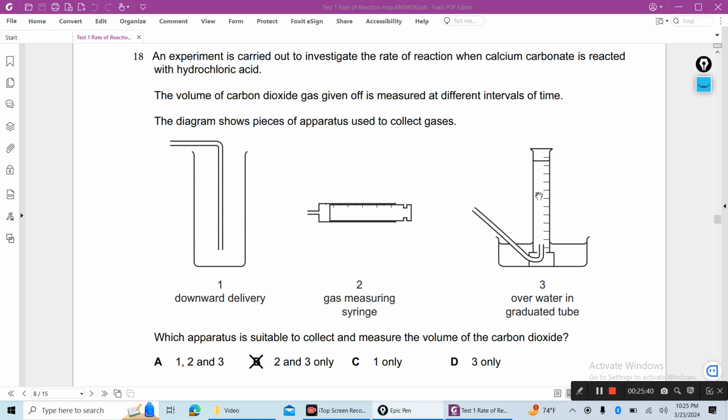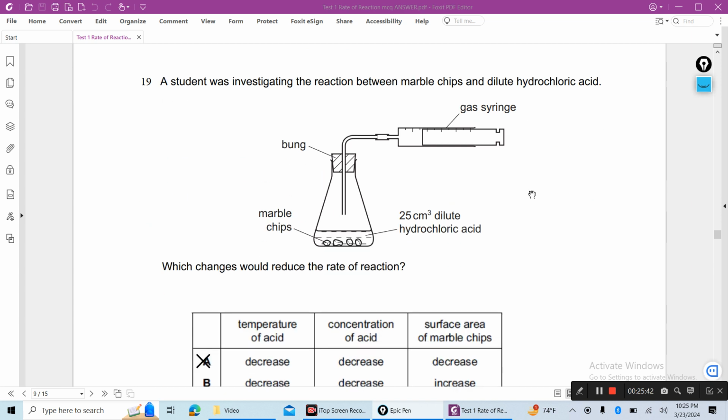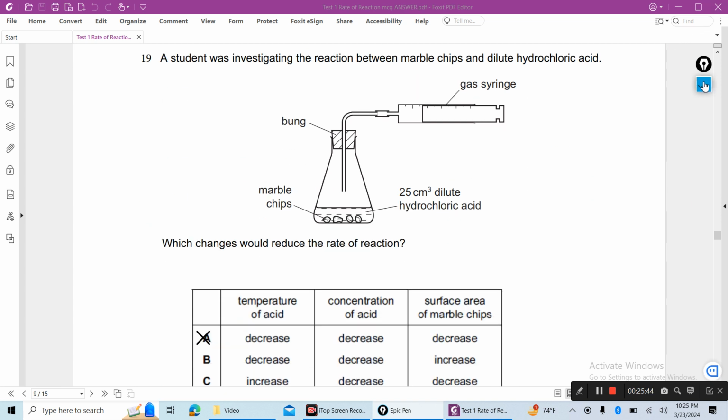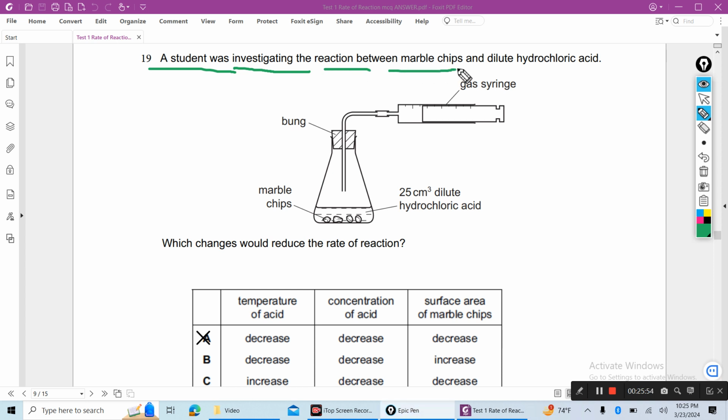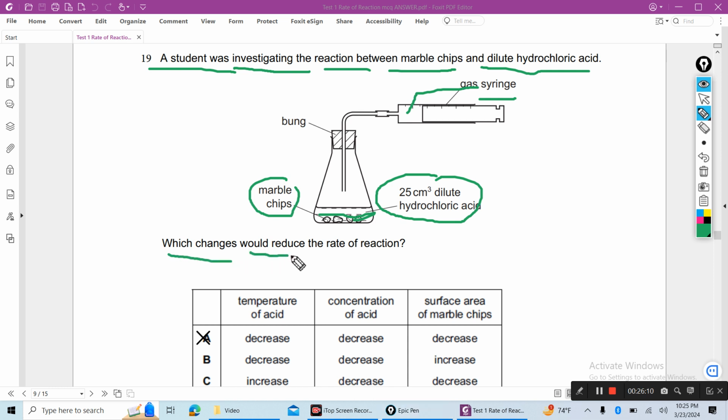Now next one, 19. A student was investigating the reaction between marble chips, I mean calcium carbonate, and dilute hydrochloric acid. This is marble chips and 25 cm³ of hydrochloric acid. These are the reactants. Gas is collected here in a gas syringe. Now you are asked which changes would reduce the rate of reaction.